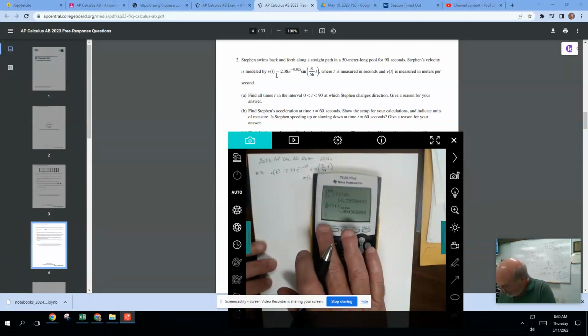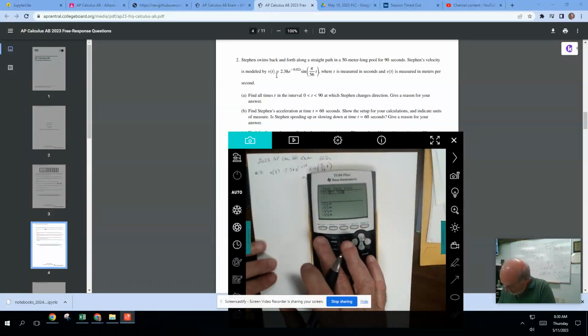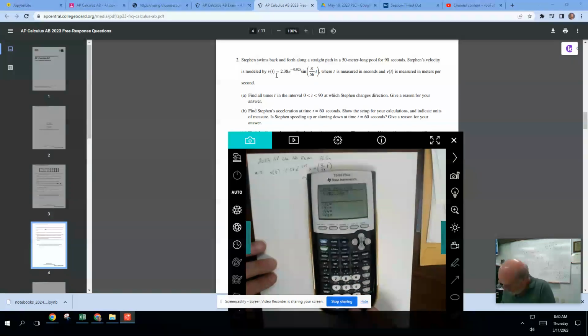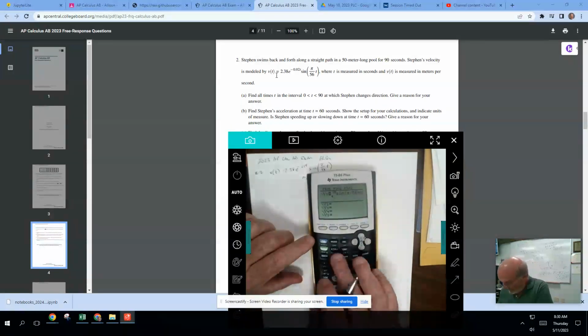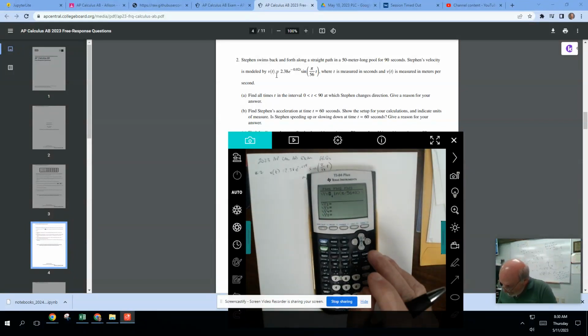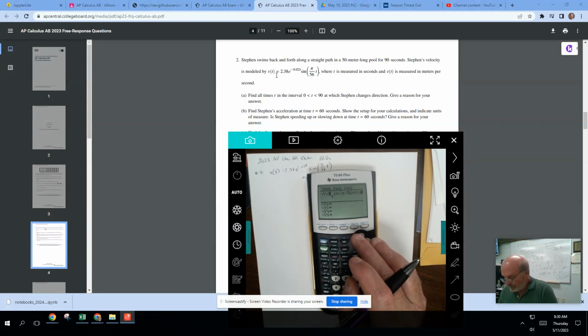Y equals, clear the old function out. We're going to do 2.38 times e raised to the negative 0.02x times sine pi divided by 56, and then times x. Calculator follows the order of operations, so we're all good with that function entered like that. Now we're going to go ahead and graph this function on 0 to 90.